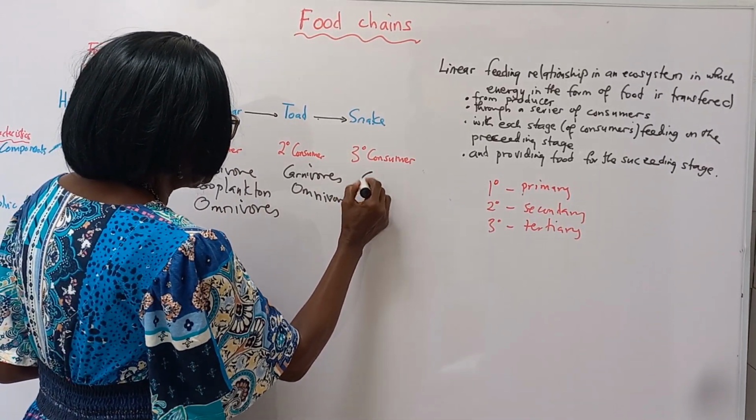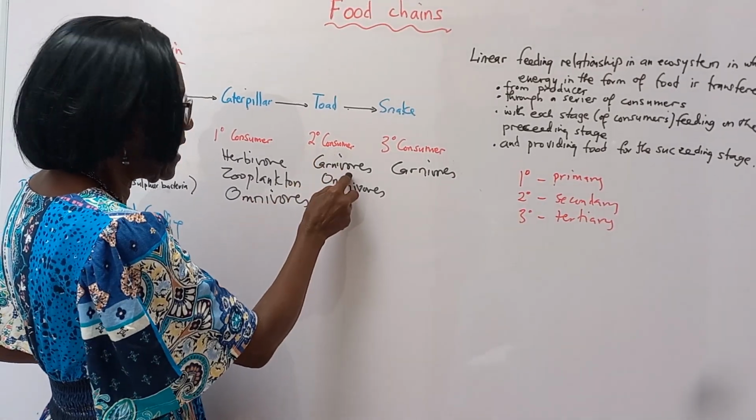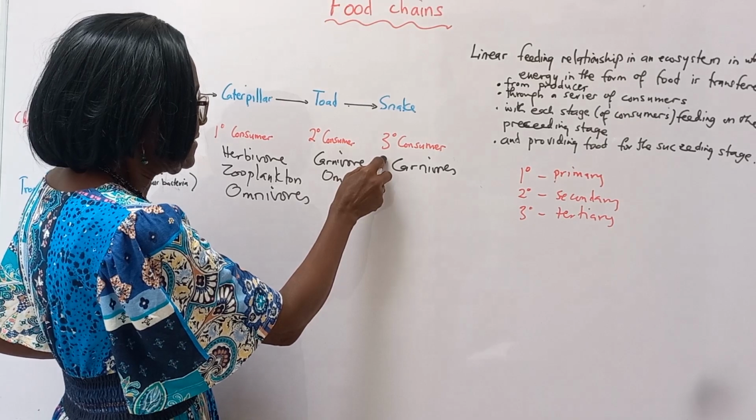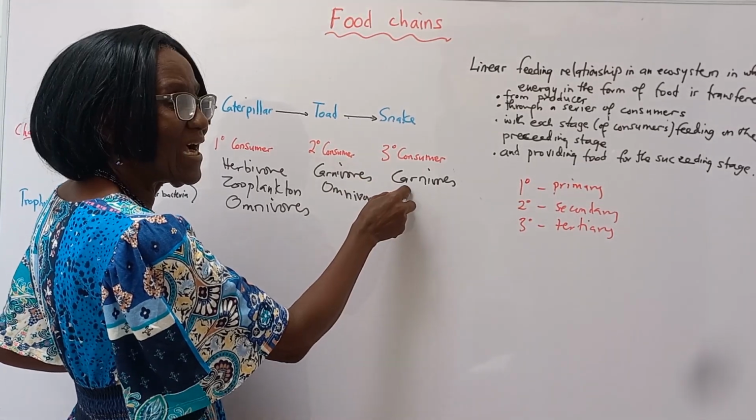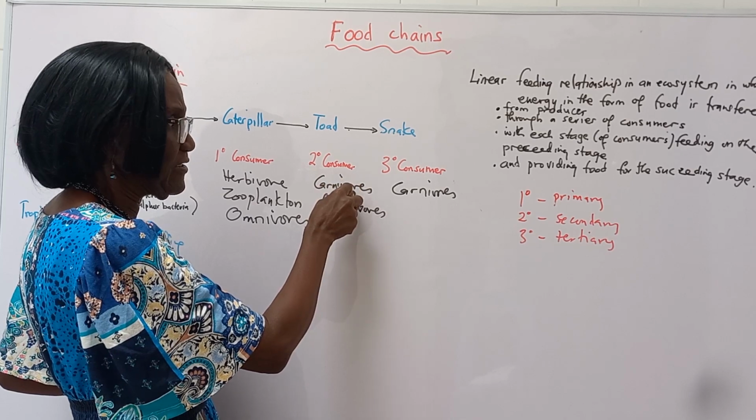Then tertiary consumers, you can have carnivores. The secondary consumers can be smaller carnivores, and tertiary consumers bigger carnivores that will feed on these smaller secondary consumer carnivores.